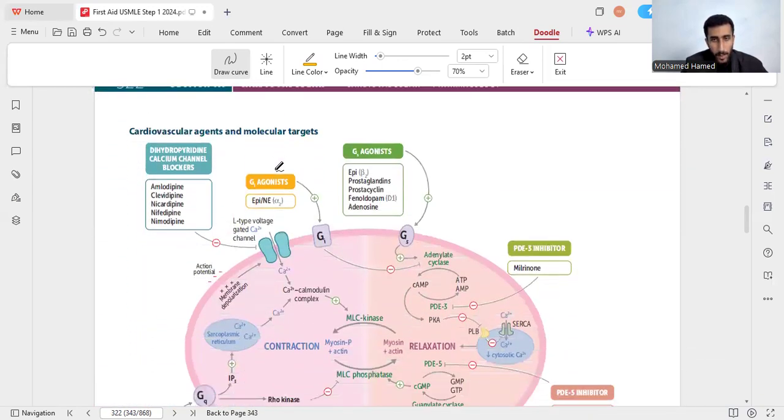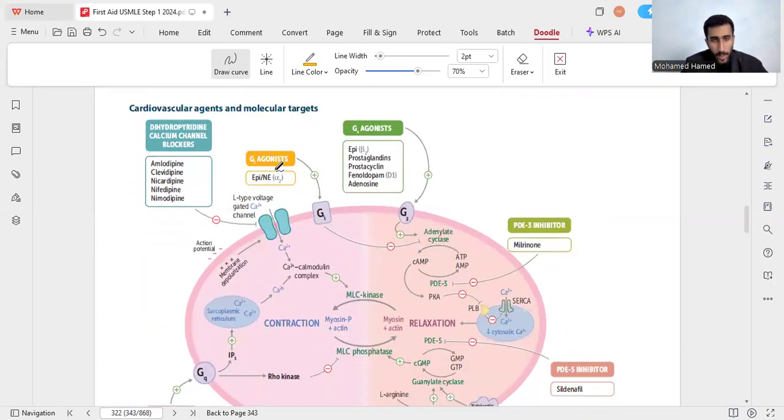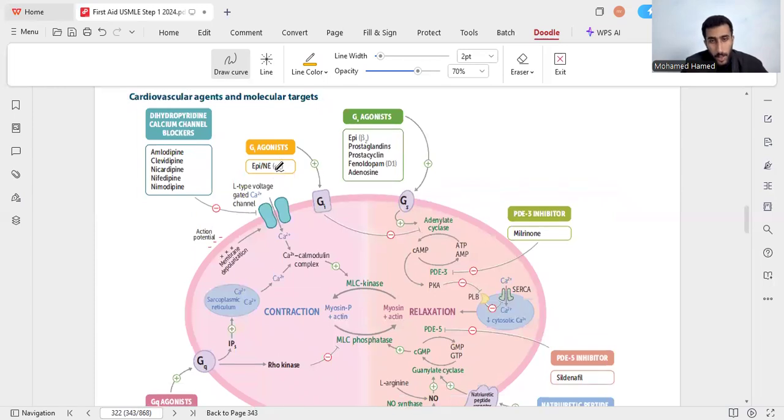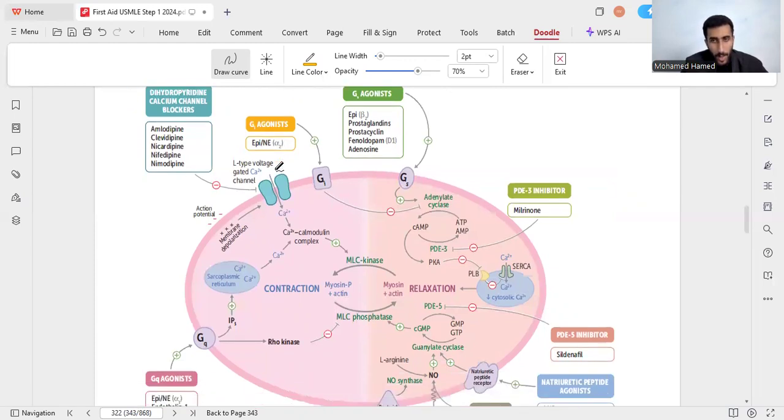Now we are going to go through an illustration. We are not going into the very details of this, but you have to start at the center of the drawing. You have myosin phosphate plus actin. The myosin and actin interaction, as you know, is what causes contraction, so it is going to cause vasoconstriction.